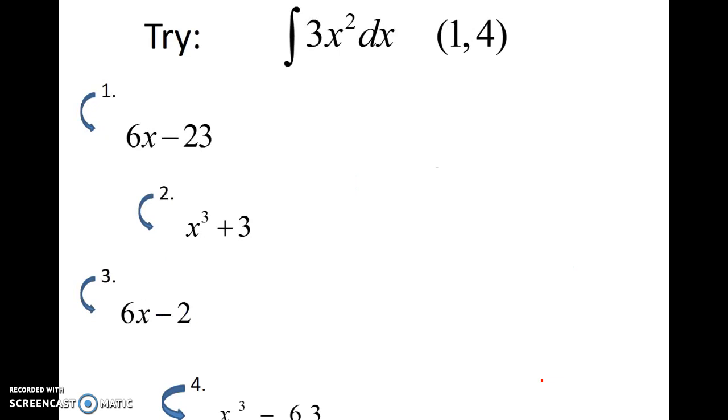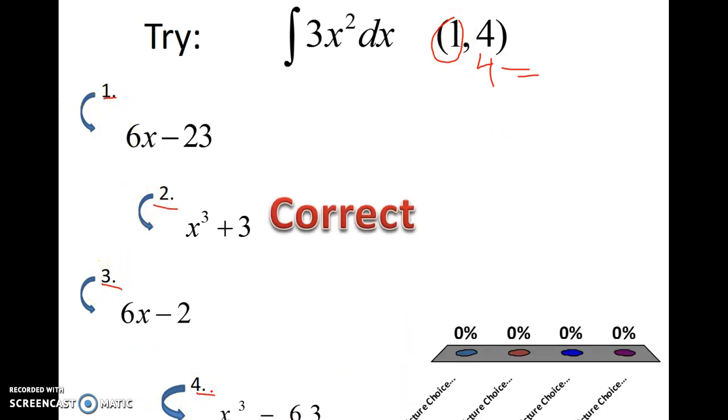Try one here. Find the particular solution. First, integrate the function by adding 1 to the power and then dividing by that new power, and then solve for c. Remember, it'll be 4 equals, and then you'll plug 1 in for the x's. Choose which would be your answer choice: 1, 2, 3, or 4.